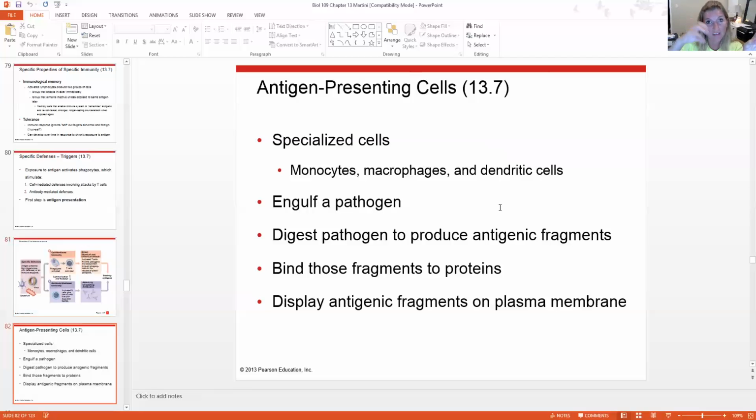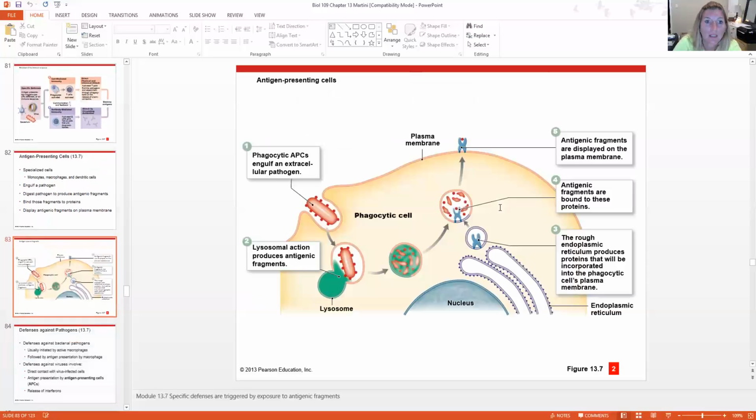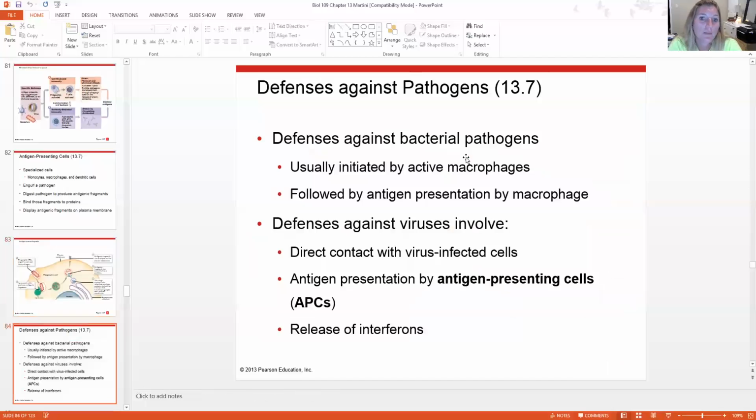It inactivates and takes the threat away, but it's basically sending up a little flare saying, oh my gosh, we're being attacked by this particular antigen. So here is an antigen-presenting cell. You have this bacteria that's being engulfed by this phagocytic cell. The phagocytic cell is going to digest and break down that bacteria, and it's going to take those little antigens and present them on their own cell membrane. So our overall defense against bacterial pathogens is initiated when those macrophages are activated when they present that antigen.